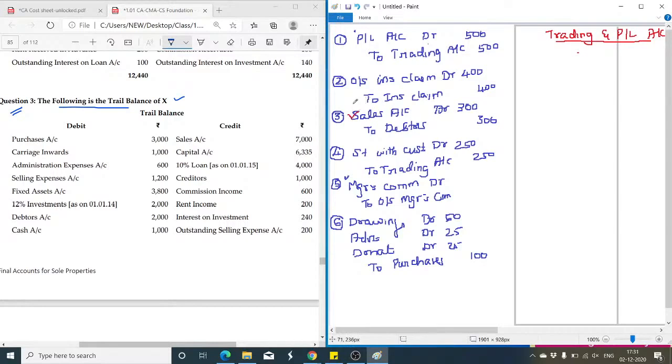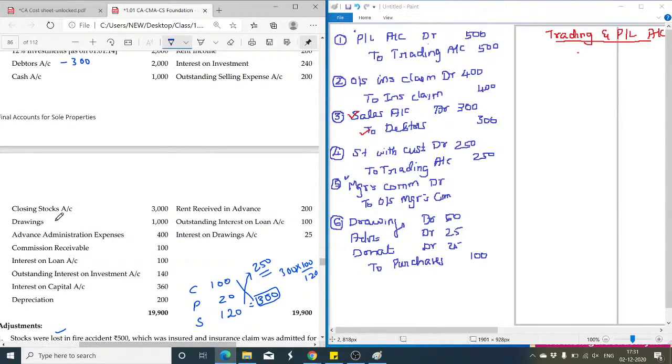Sales is going to be subtracted, so minus 300. Debtors is on the credit side. Usually debtors are on the debit side, but as it is on the credit side, it should be subtracted to that extent. And stock with customers and trading account, we can post directly later. Outstanding manager's commission is not already available in the trial balance, so I will post that later. And drawings, advertisement, donations. Is there any advertisement available? No. Donations, no. And drawings, let us check whether there are any drawings available.